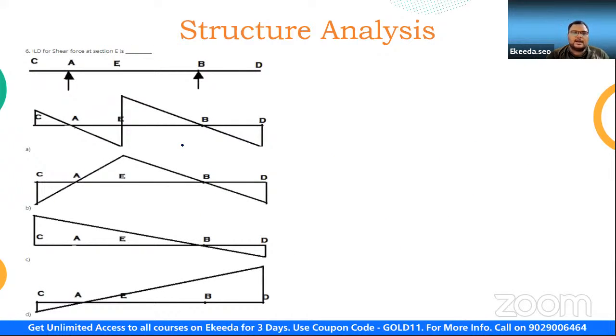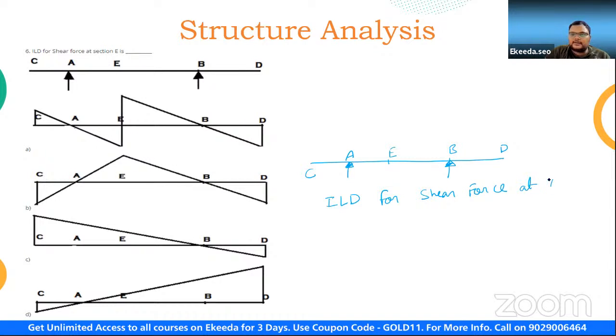Next question is ILD for shear force at section E, right? So see here, this is the beam, this is point C, this is point A, and at point A we have a reaction. This is point A, this is point E, this is point B. Again at point A we have a reaction, and this is point D. What we have to find out? We have to find out ILD for shear force at E.